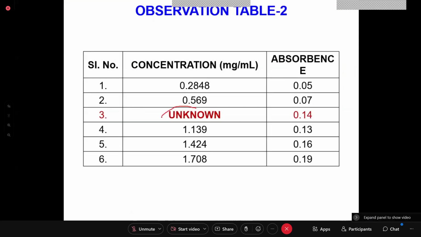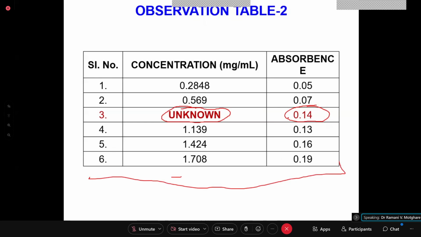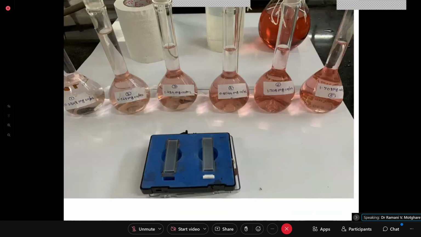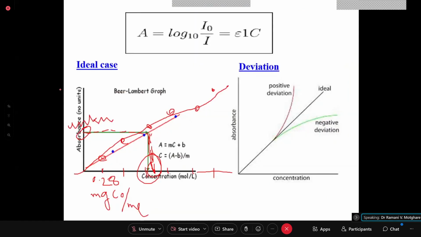So this was the unknown solution given to you, and this unknown had an absorbance of this value. That is why they have written it in between. Rather, this should be written at the bottom, that this is the unknown and the unknown has this absorbance. So from this absorbance value, you go to this graph. This is termed as calibration curve. Okay, so with this, your experiment for Beers-Lambert's law is over.